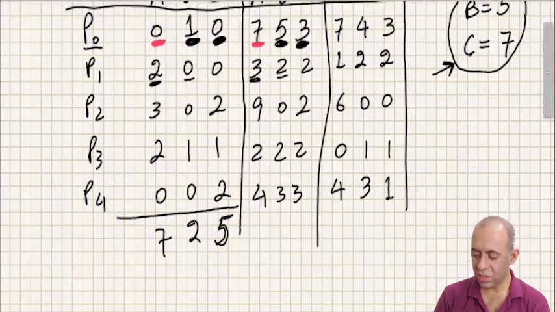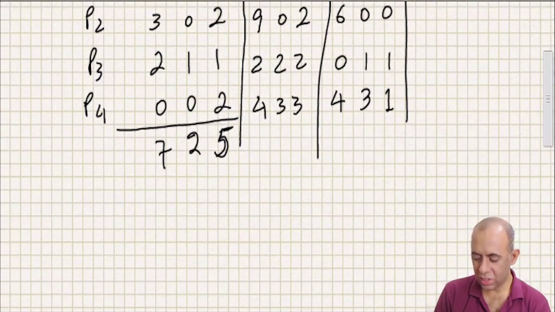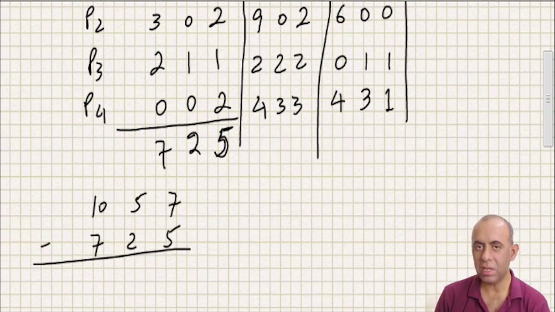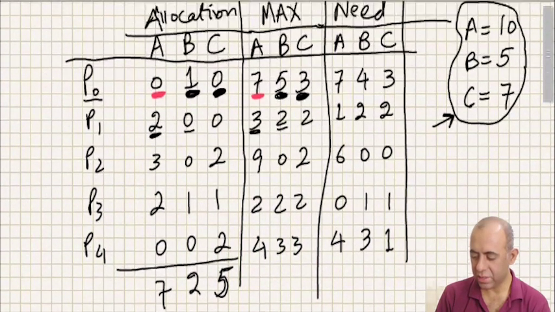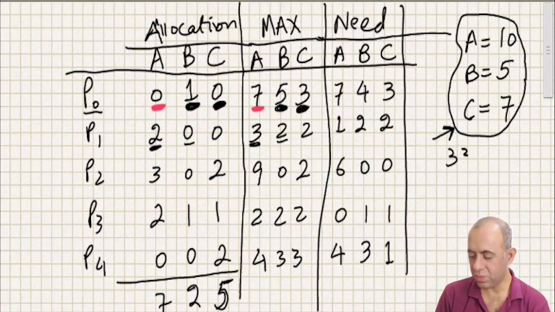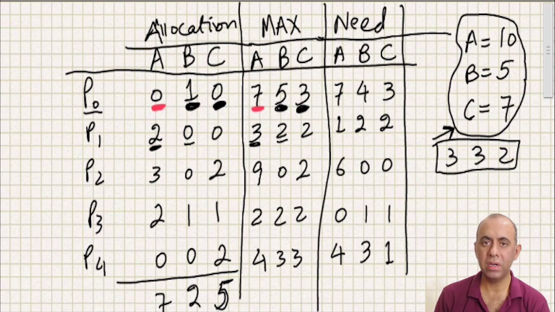So what do we do? We subtract this. So 10, 5, 7 minus 7, 2, 5. This will be the availability of resources to us right now. 10 minus 7 is 3, 5 minus 2 is 3, 7 minus 5 is 2. So 3, 3, 2, and let me write it over here. 3, 3, 2 is the current availability of resources.